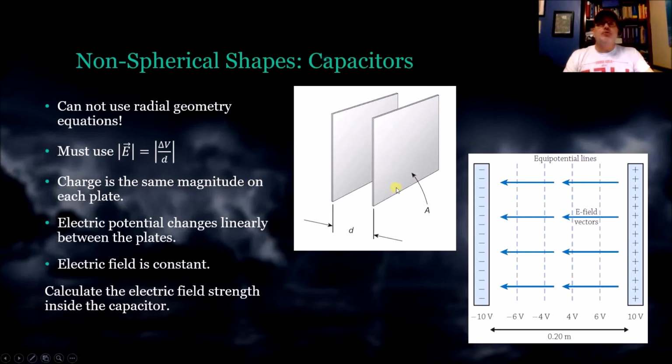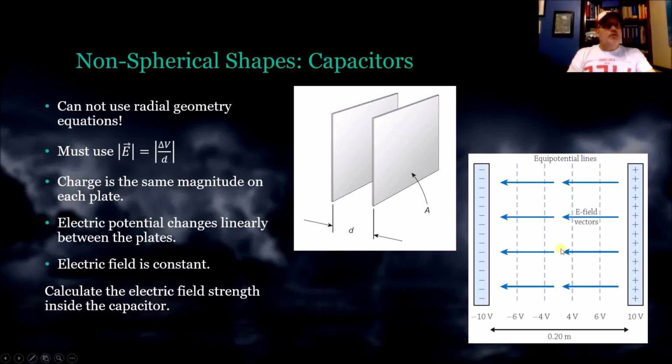So what we'll do is we'll load one plate up with positive charge and the other plate will have an equivalent amount of negative charge on it. All right? The charge is the same magnitude on both plates. The electric potential changes linearly between the plates. So if this plate over here was 20 volts and this plate over here was 0, in the middle it would be 10 volts because it changes from 20 to 0 linearly. The electric field inside is constant, like we talked about in our electric field video.